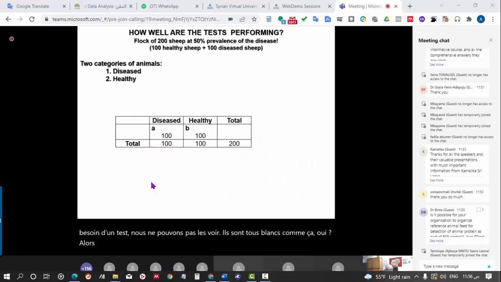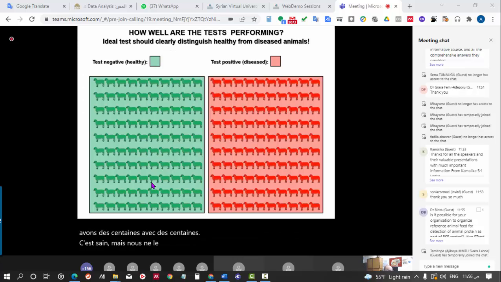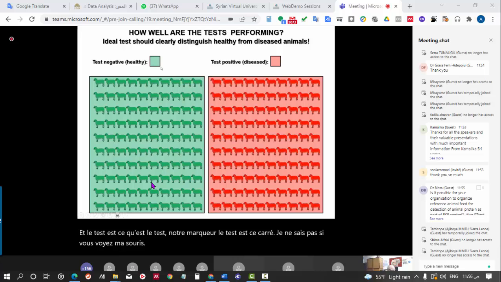So the point is, if we now transfer this status of the sheep into a table, we have 100 diseased and 100 healthy, but we do not see the test in this context. And the test is what? The test is our marker. The test is this square. I don't know if you see my mouse, which should highlight the sheep in green, and highlight them in red if they're sick. So the test will tell us, of course, this is green, this is good, this is healthy, and this is bad, this is red, so it's sick.